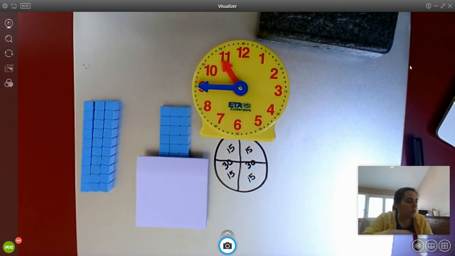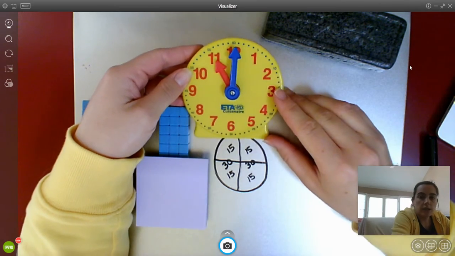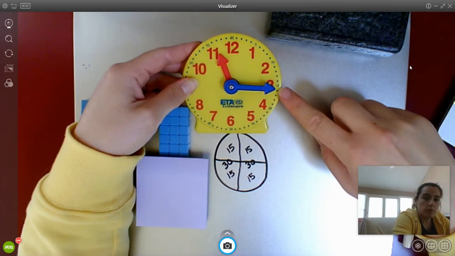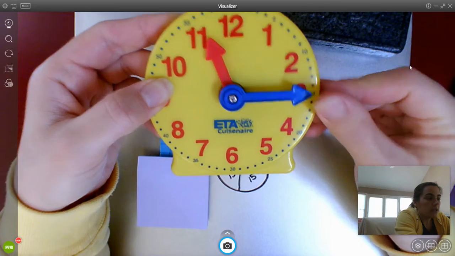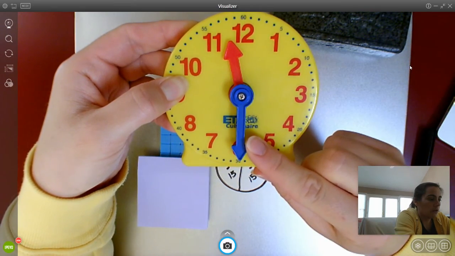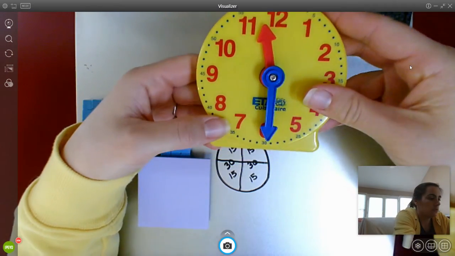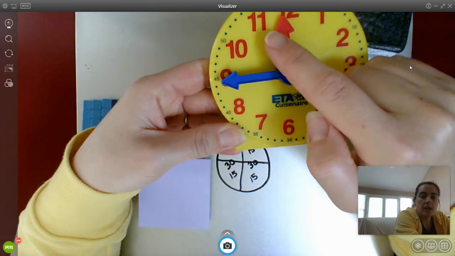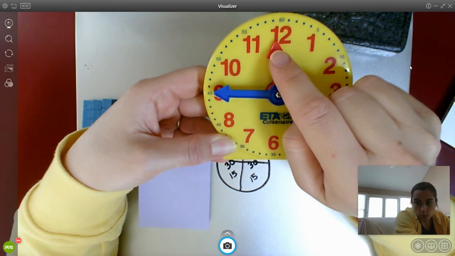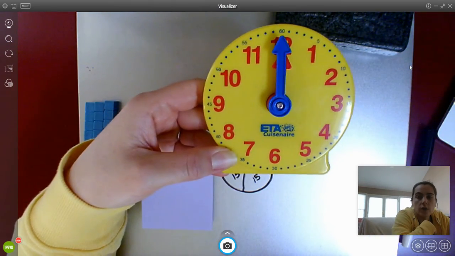Okay, so if we go around our clock by 15s, let's start at the hour. It is now 11 o'clock. We'll go 15 minutes. So here we go. We're at the 15-minute mark. So a little bit past it. So it's 11:15, quarter after 11. It is 11:30, half past the hour. It is 11:45, quarter till 12. It is 12 o'clock.